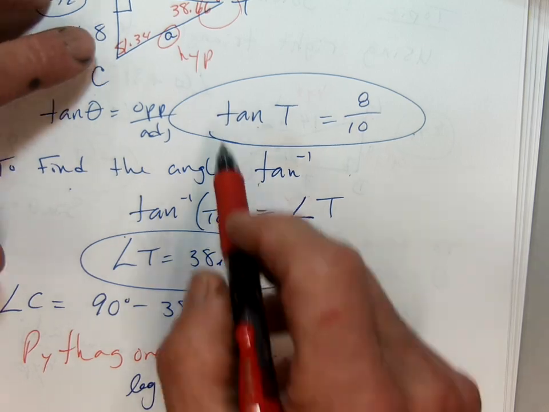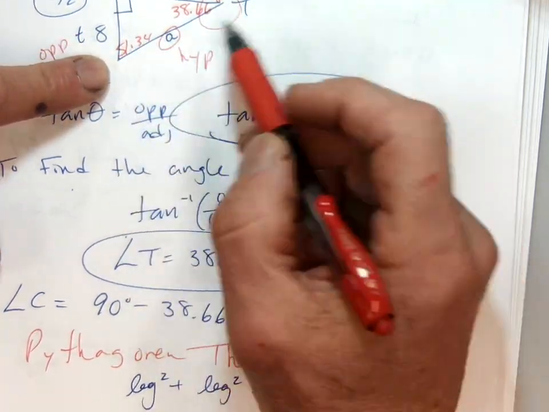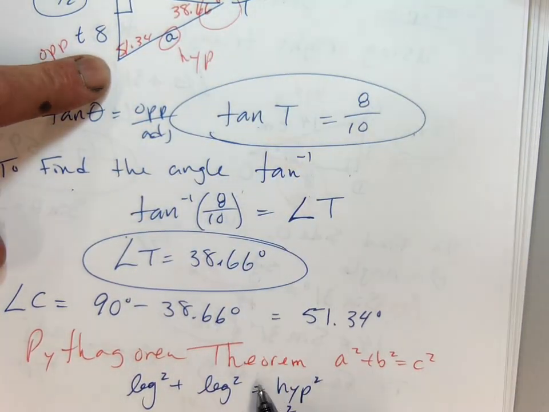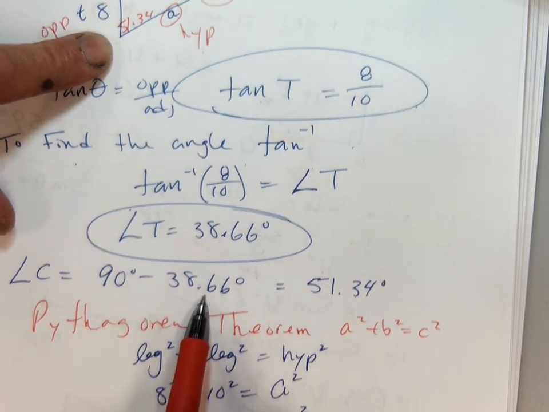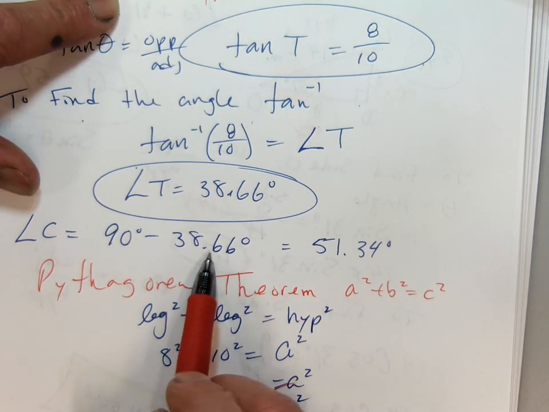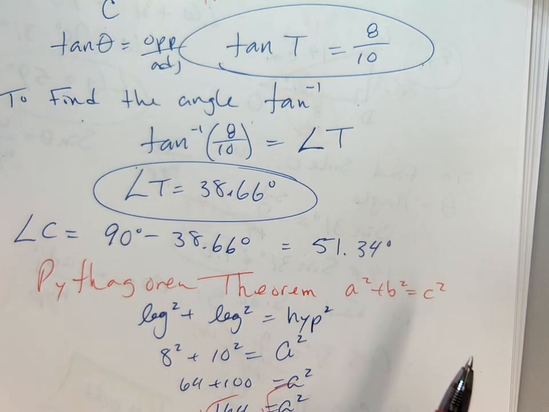So then, once we get this angle, we can find the other from 90 degrees. Now, these two angles have to add up to 90, so I just went 90 degrees minus my 38.66, and I got an answer of about 51.34, okay?